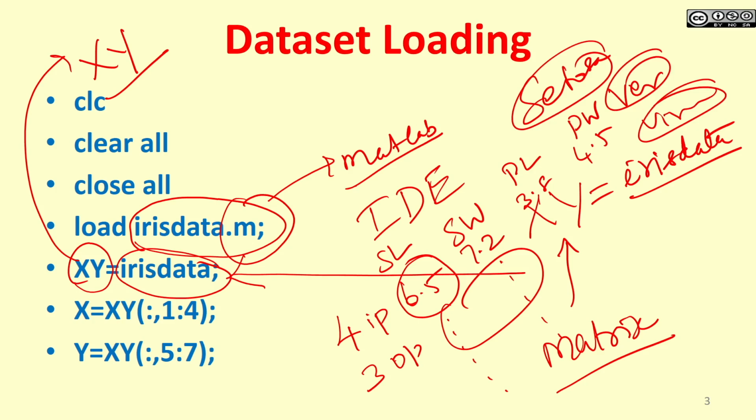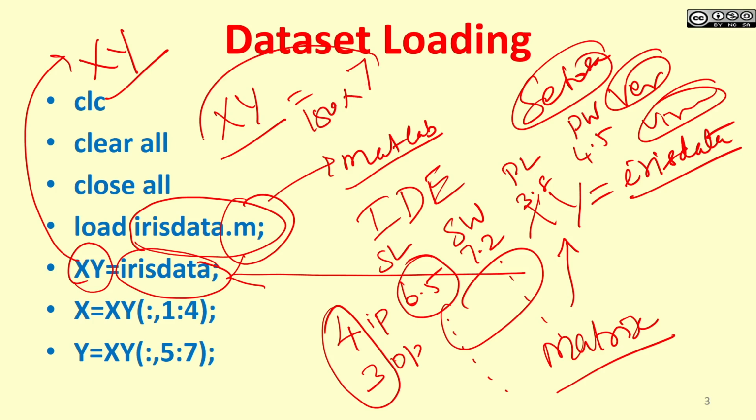So, now please tell me what the matrix size of xy is according to the data. The data is available like this: 4 columns for the input variables and 3 columns for the output category. So, totally how many columns are there? Totally 7 columns. How many samples are there? 150 samples. So, the size of xy is 150 cross 7.